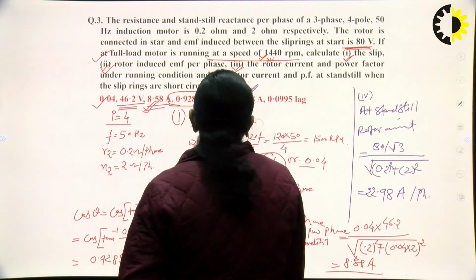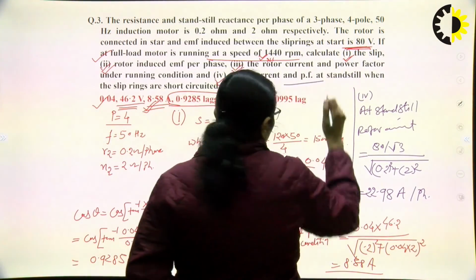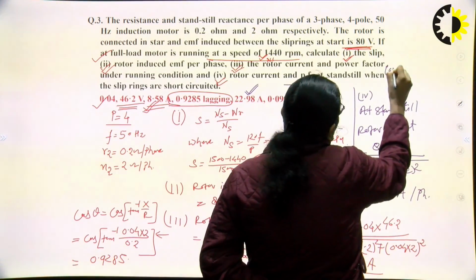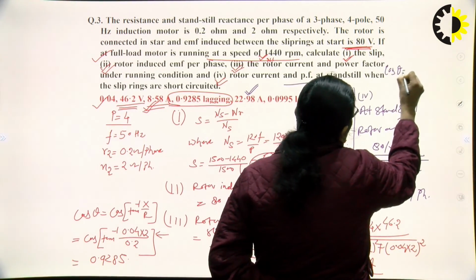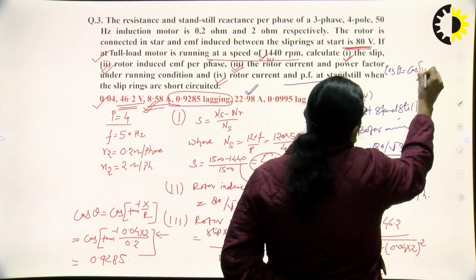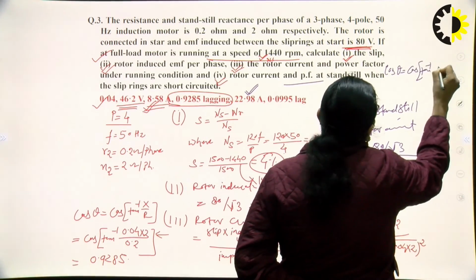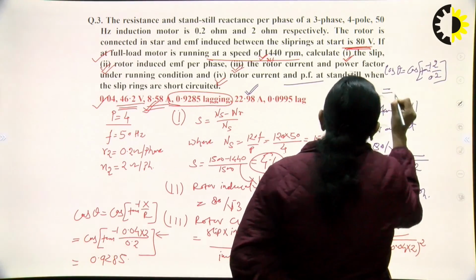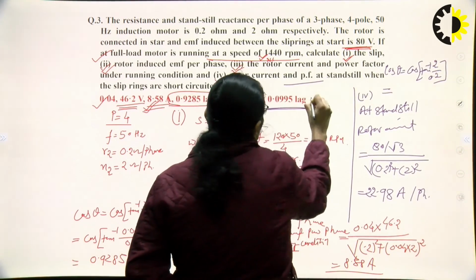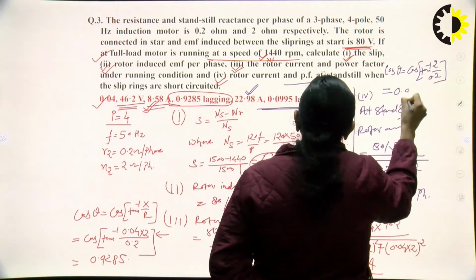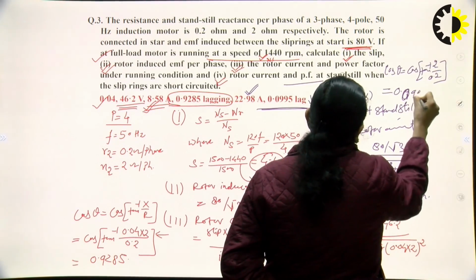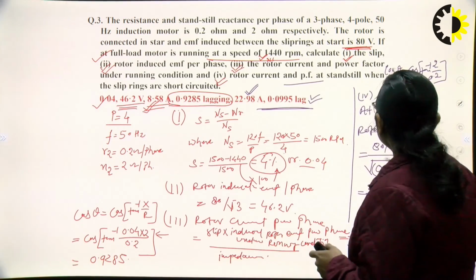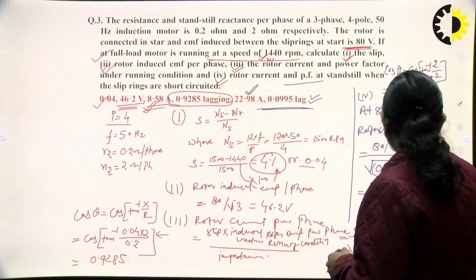And the last part of the question is, we need to determine the operating power factor. So the operating power factor would be cos theta equals cosine of tan inverse of X at standstill, which is 2 itself, divided by 0.2. Solving this, you will get the operating power factor as 0.0995. So this is the answer of the fourth part of the question.